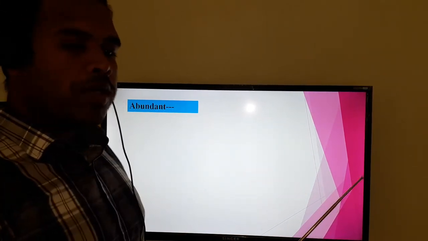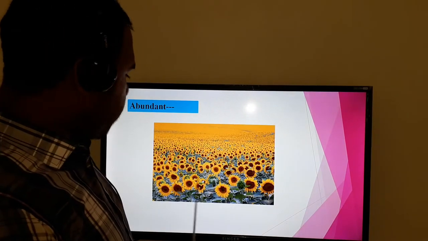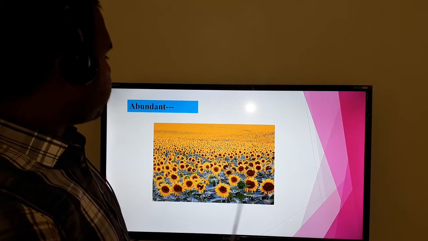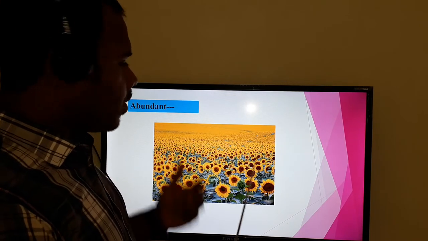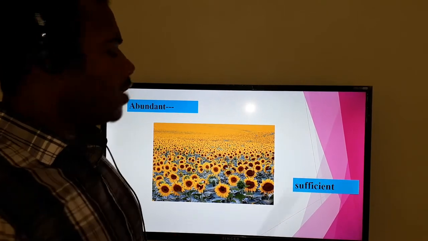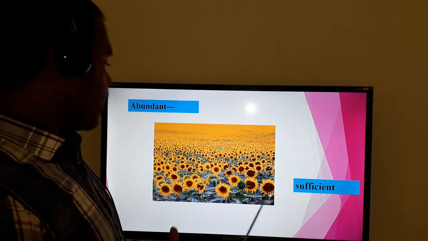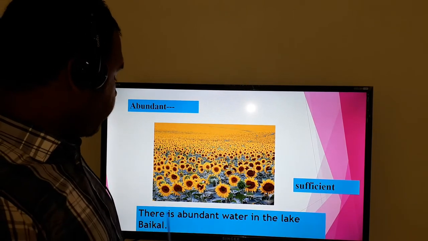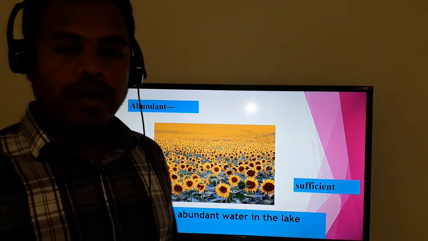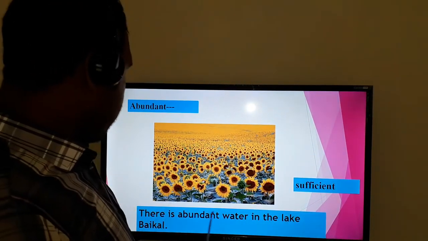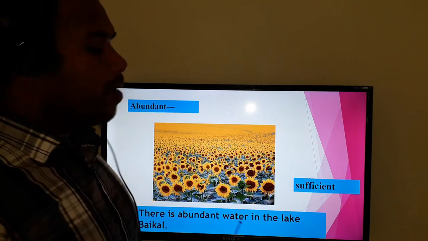Next we have abundant. Abundant means what? Can you tell me? I think you can, but there is a picture, and seeing this picture you can tell me. What do you see? There are so many, hundreds or thousands of sunflowers. So that is called abundant. We can say sufficient, or plentiful. Now in a sentence: there is abundant water in Lake Baikal. You know Lake Baikal, it has been mentioned in your text. That is why I use that sentence. There is abundant, sufficient water in Lake Baikal.